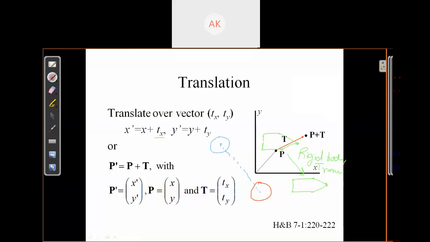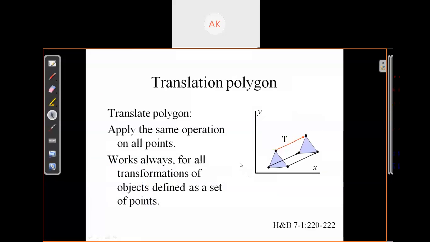The next, as you can see here, if we have translated a polygon from this location to this location, we first translate all the vertices. There are three vertices. First we translate the three vertices, then join these three vertices, or redraw your object again. Okay.